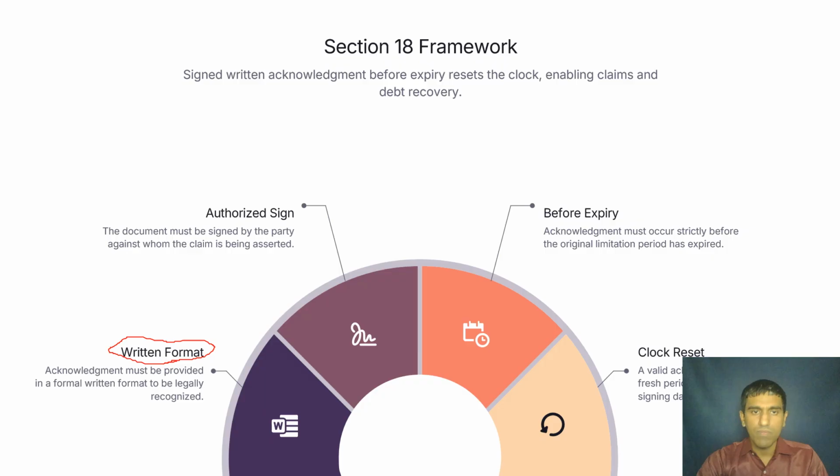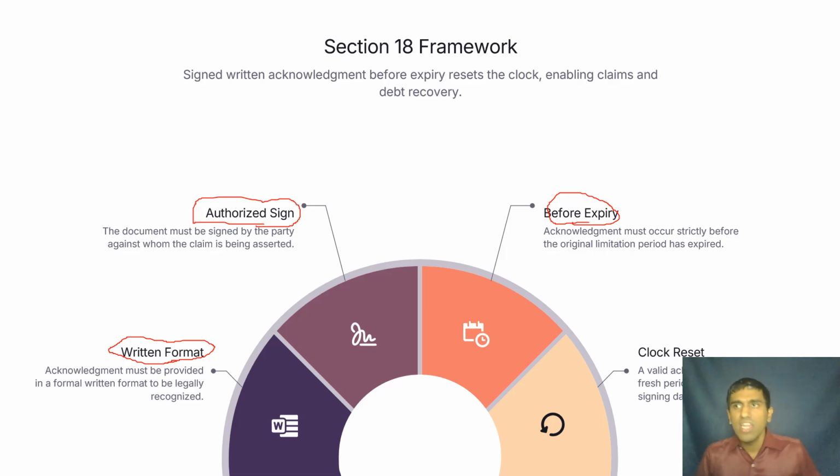Then the signature on the acknowledgement must be made by the party against whom the claim is being made. Essentially, if you are a plaintiff and you are claiming something from another party, that party has to sign an acknowledgement where he acknowledges his liability with respect to the plaintiff. Then another requirement is this acknowledgement must be made before the expiry of the limitation period.